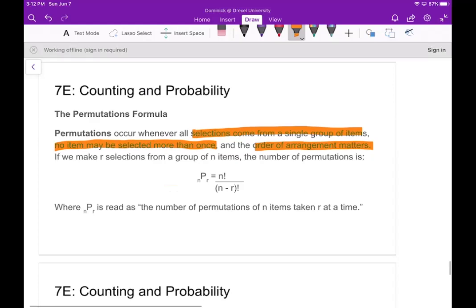So now if you choose R things from a group of N items, then the total number of permutations is this sort of like an N and then a P and then an R, right? So it's sort of the subscript with the NPR. And then that's equal to N factorial over N minus R factorial, right? And we say that NPR is read as the number of permutations of N items taken R at a time.